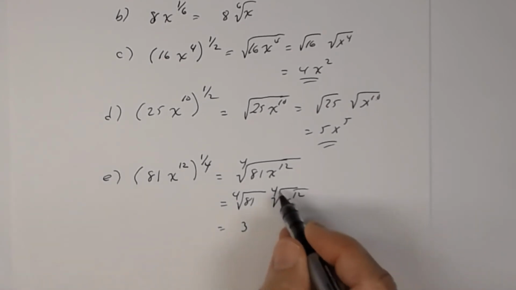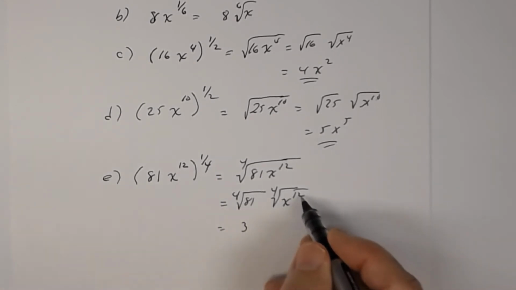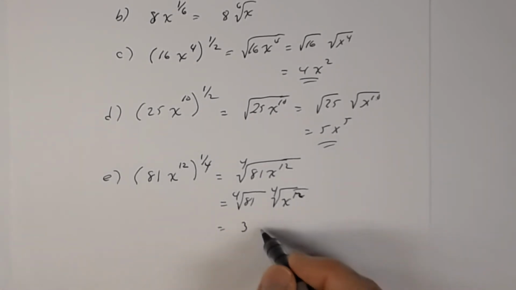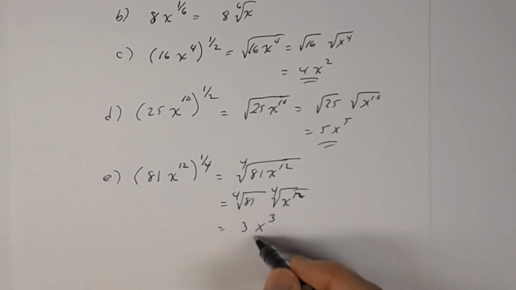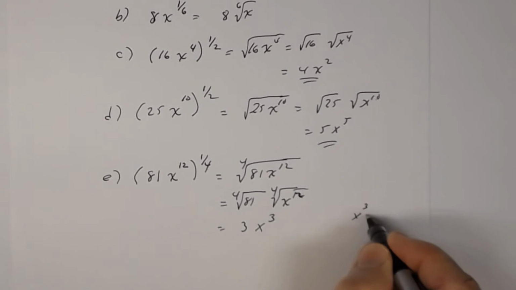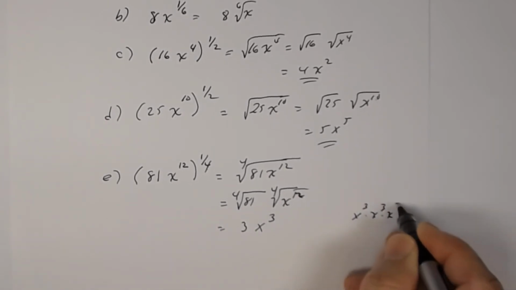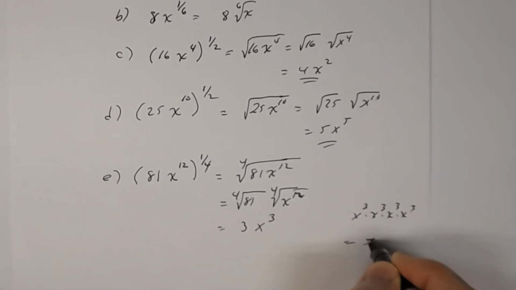So remember what this means. This means what times itself 4 times is x to the 12th power. So the answer is 3x cubed. So x cubed times x cubed times x cubed times x cubed. Once you see this, x cubed times x cubed times x cubed times x cubed is x to the 12th. So the answer is x cubed.